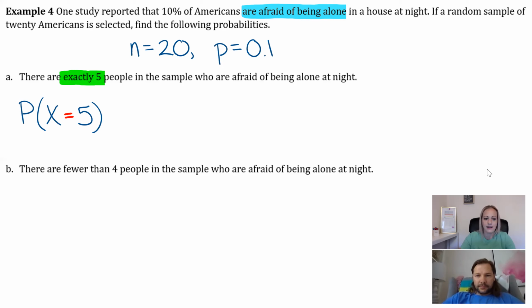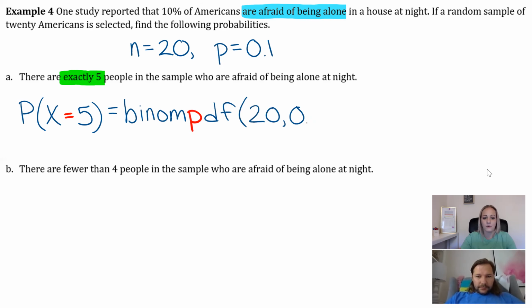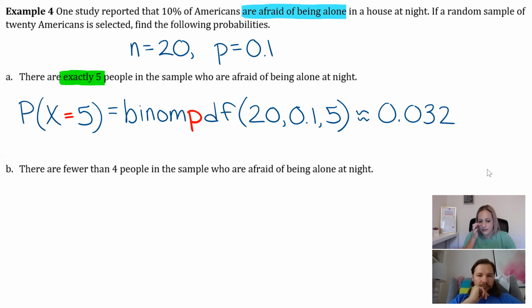So for exact, we're going to use binomial PDF, just like we did in the last example. And then we'll fill in that N is 20, P is 0.1, X is 5. Just put all of that into your calculator and you'll get a probability of approximately 0.032. Okay, so the exact case, like I said, is kind of the easier one. So let's see if they get a little bit more interesting.